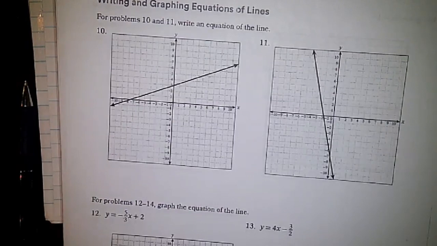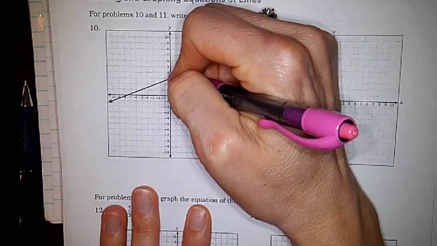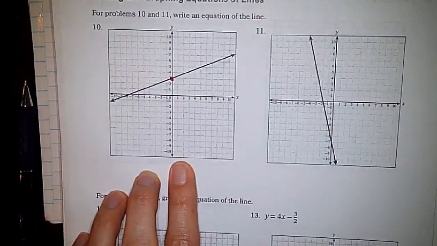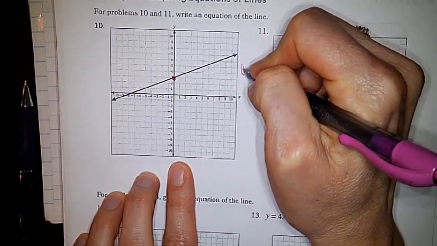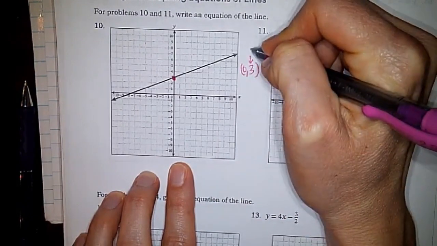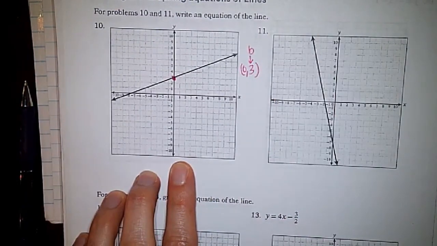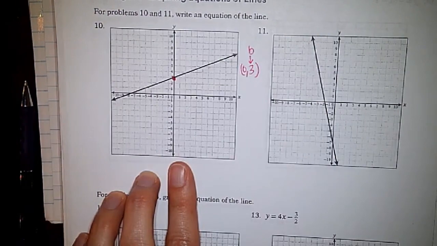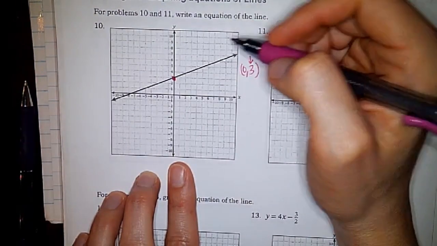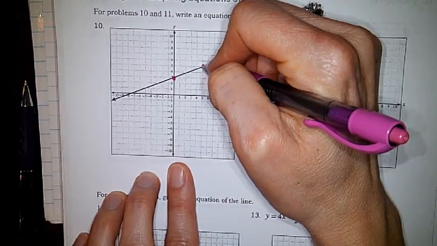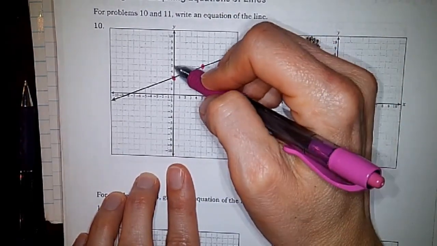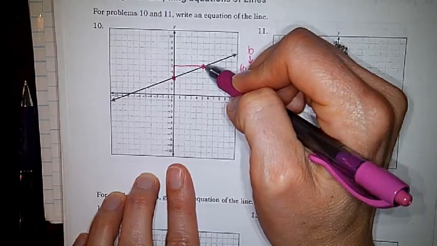I want to check number 10. So I know it's starting where? At 0, 3. So I know my starting point is my B. Are we okay with that? Okay. Then I need to figure out my what? My slope. So I can go up and over. I went up how many? 2 over 5. So we know that this is my slope.